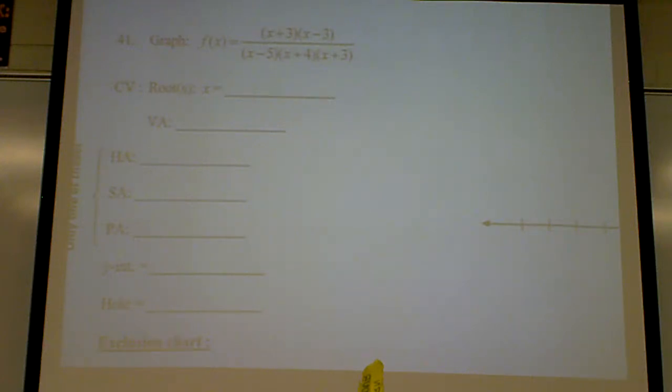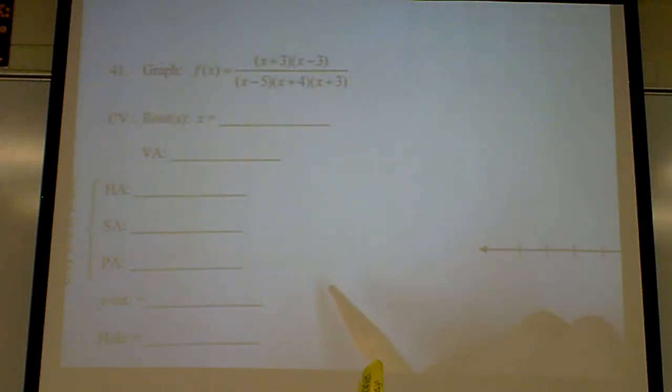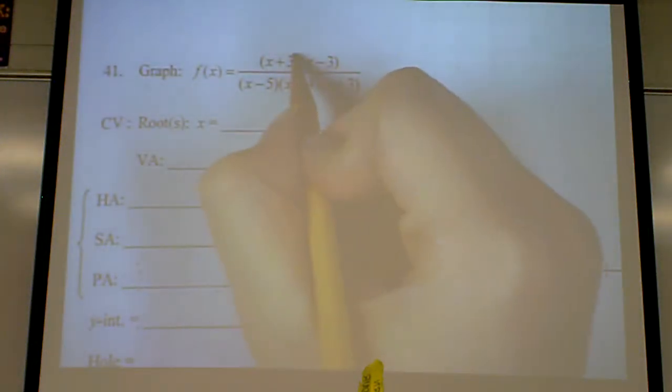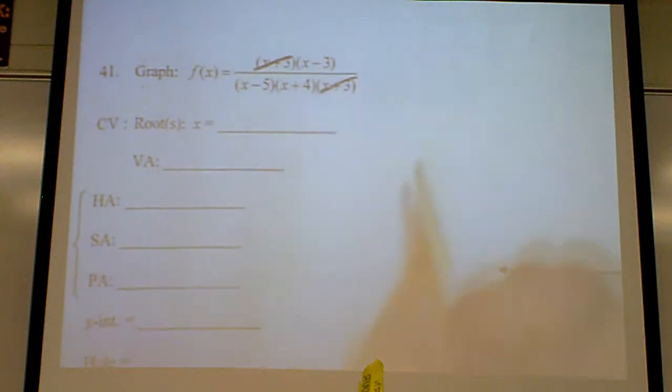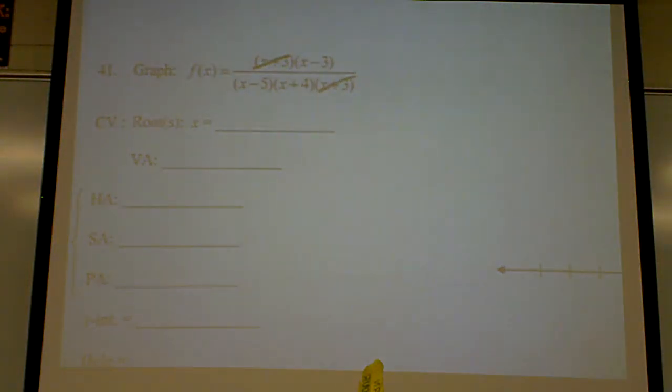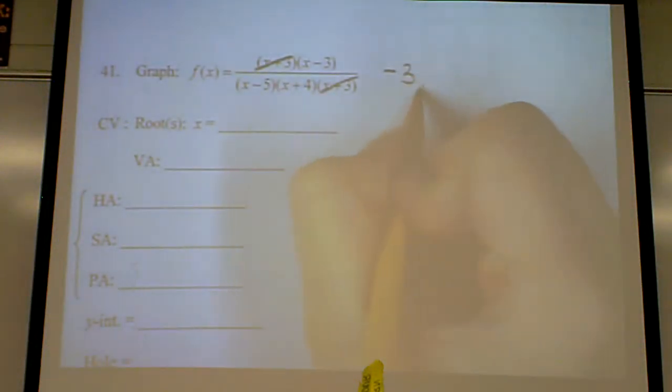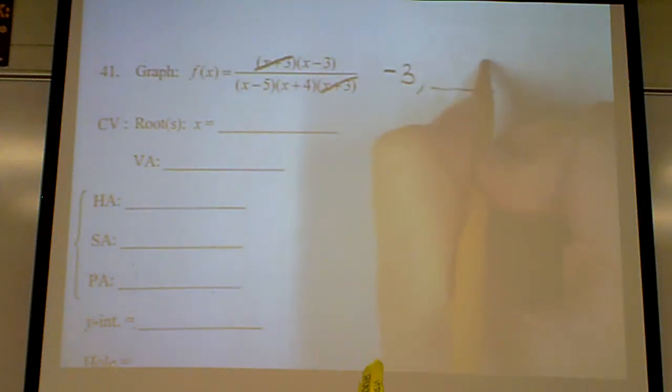How do I do this one? You have a hole this time. The hole in this one, why is that? Because the threes cancel. Yes, we cancel these out. So your hole is at -3. So our hole would be at -3, comma, something.